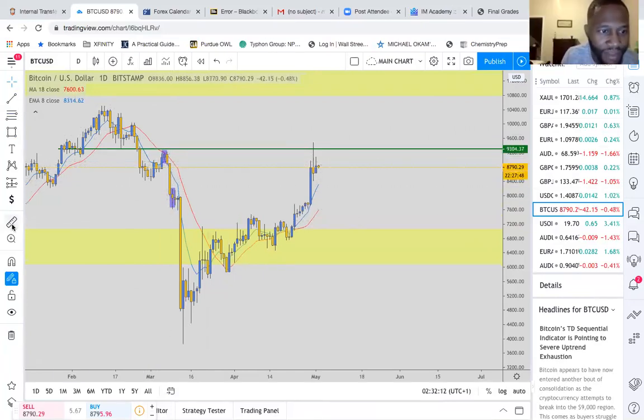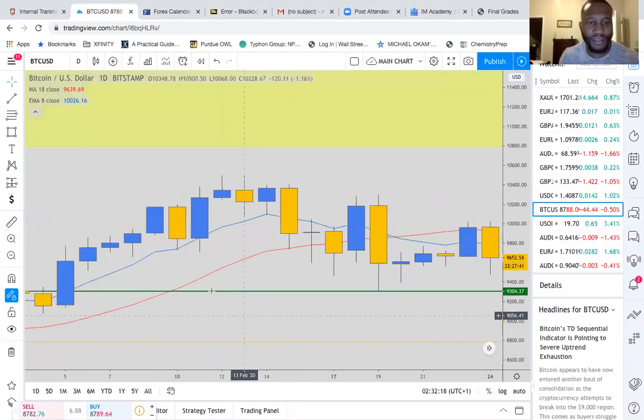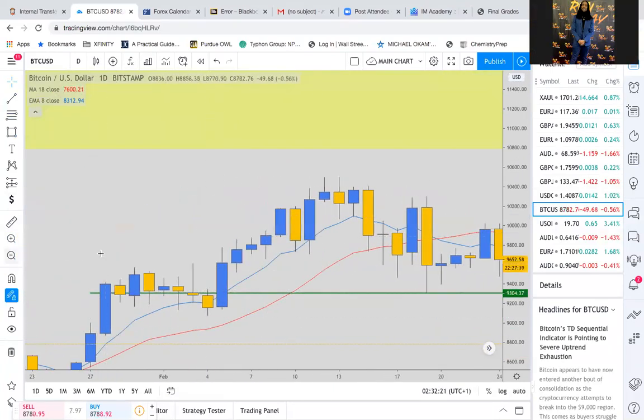Do you see a wick? Let me zoom in. That big candle in the middle. That's an odd candle right there. It don't even make sense. If I could find it. Not at all.